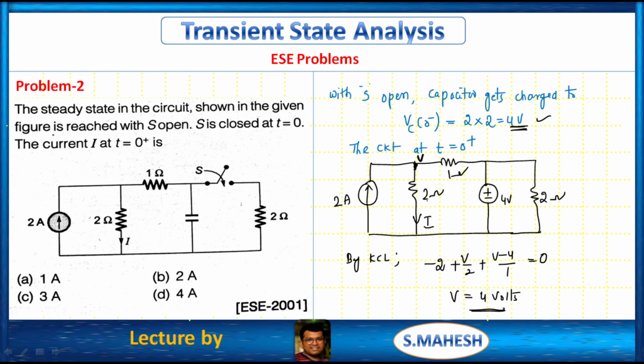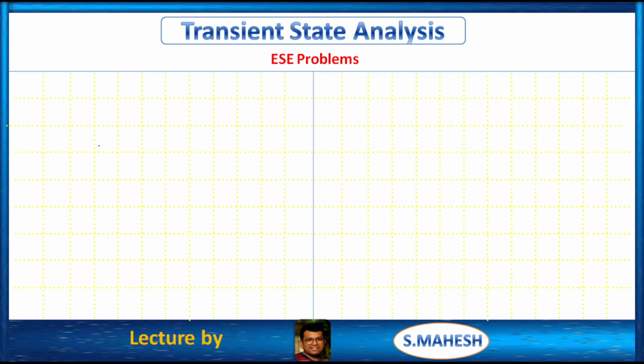Therefore, the current through that branch is 4 by 2, right? The current through the 2 ohm branch is nothing but 4 by 2, which is equal to 2 amps of current. And we have to write one important note.